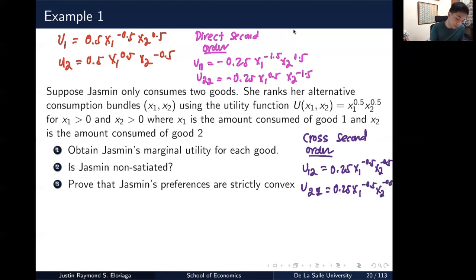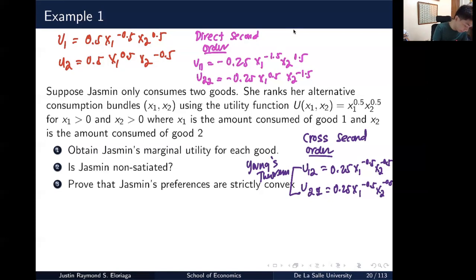This one again implies Young's theorem. Note that they're both equal by Young's theorem, right? It has to hold, so we have u12 equal to u21. So we now have the things we need for the formula to prove that the preferences are strictly convex, which is basically to prove that the utility function is strictly quasi-concave.